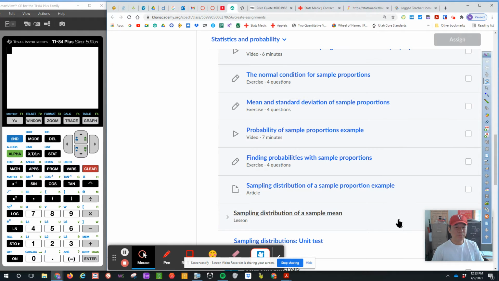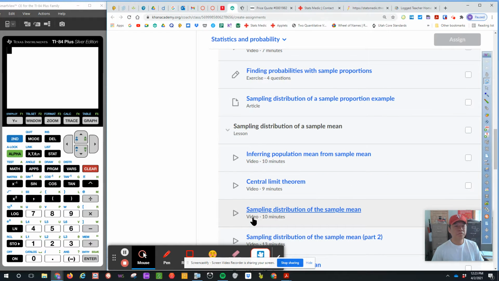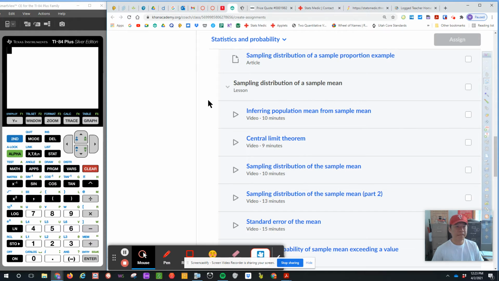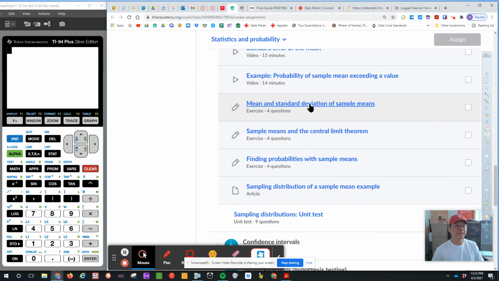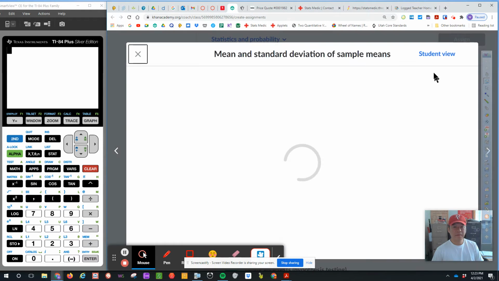So today we will continue with sampling distribution of a sample mean. It's about the same idea, but in this lesson we are dealing with mean. Mean is not proportion. Mean is for quantitative data, things that we can add, subtract, and find averages of, things that have a meaning when we do all that. So I'm going to dive straight into the mean and standard deviation of sample means.